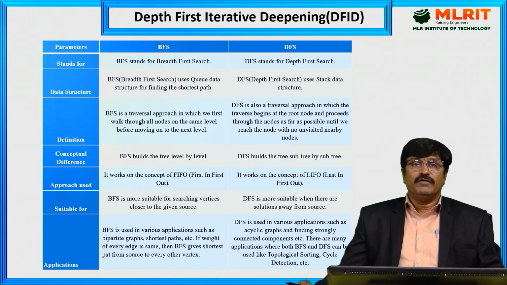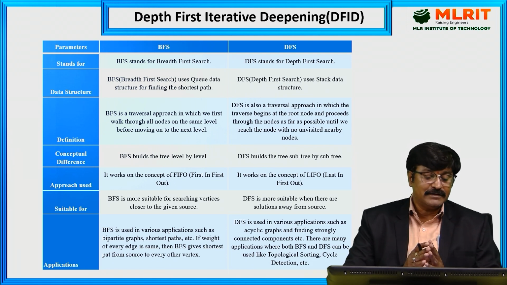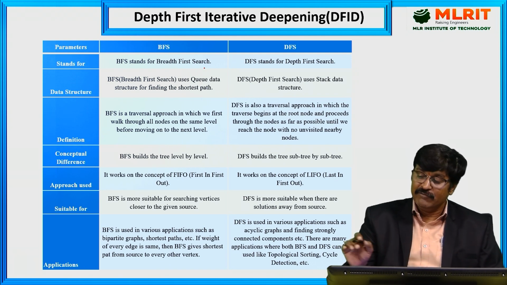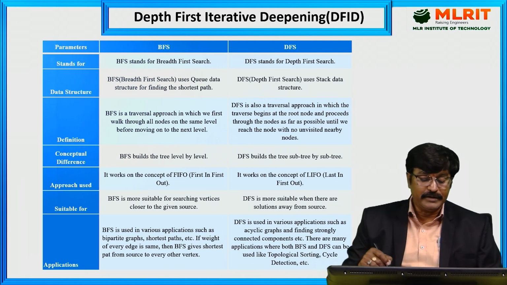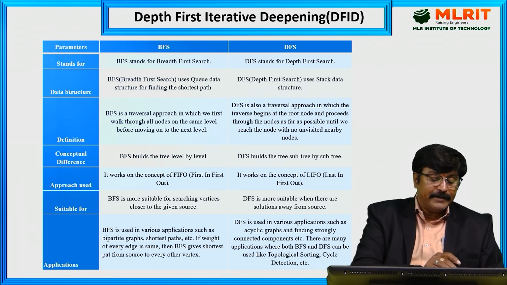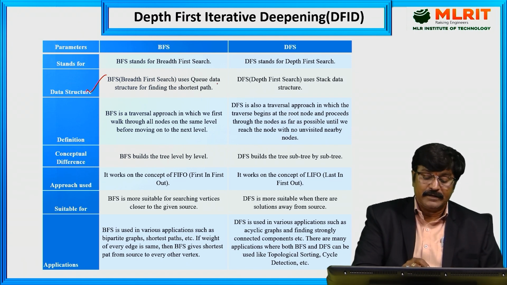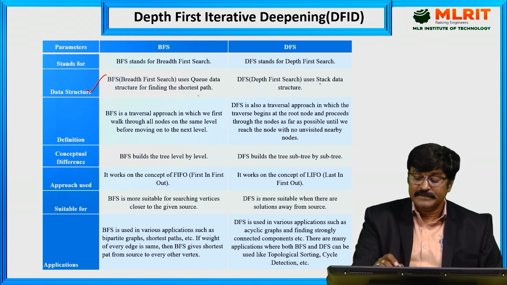And what are the differences between breadth first search and depth first search? These are the main categories in uninformed search algorithms. BFS stands for breadth first search, that is the level based algorithm. DFS stands for depth first search algorithm, which goes vertically in depth. Coming to the data structure, breadth first search uses a queue data structure, and the operation is first in first out. Whereas depth first search uses the stack data structure.